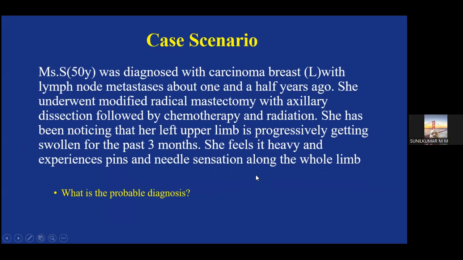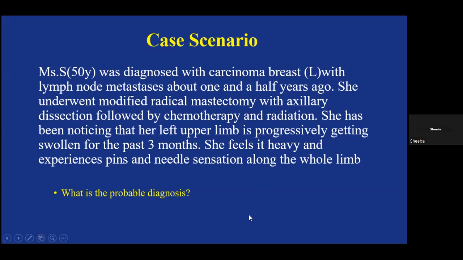Yes. So this is a patient scenario. Miss is 50 years, was diagnosed with carcinoma breast, left, with lymph node metastasis about 1.5 years ago. So she underwent modified radical mastectomy with axillary dissection followed by chemotherapy and radiation. She has been noticing that her left upper limb is progressively getting swollen for the past 3 months. She feels it's heavy and experiences a pins and needles sensation along the whole limb.